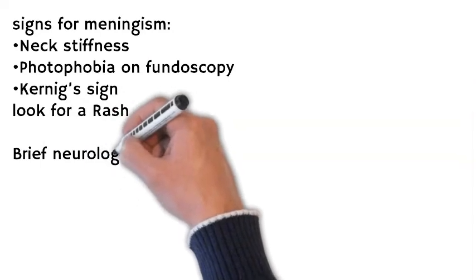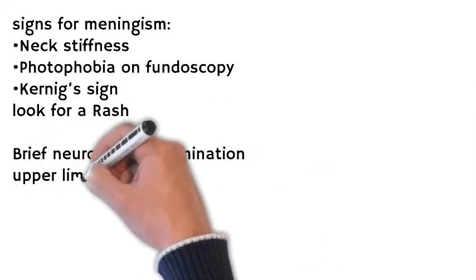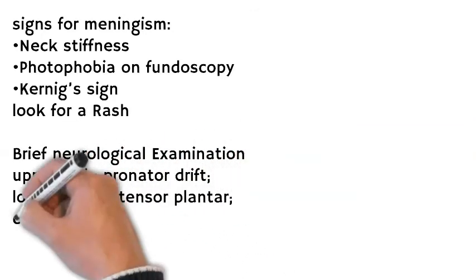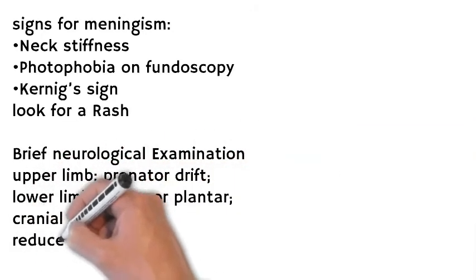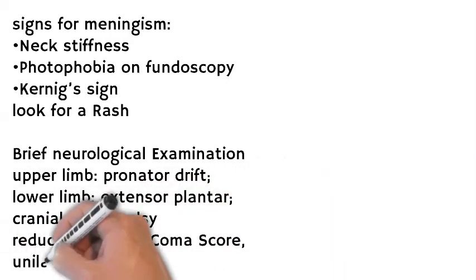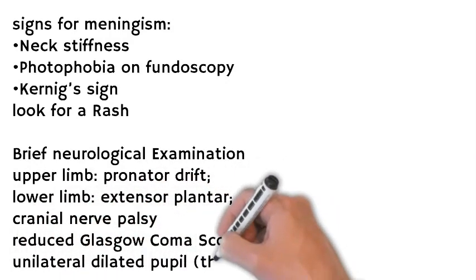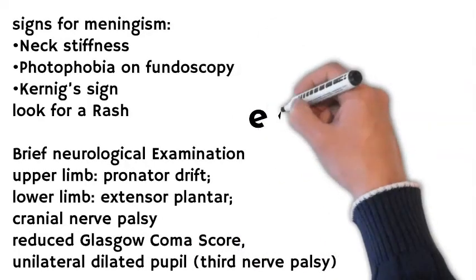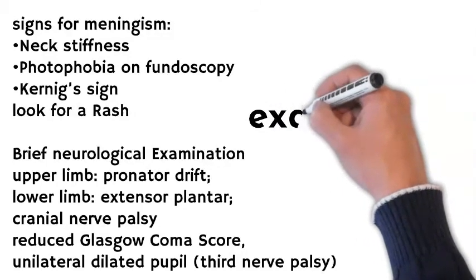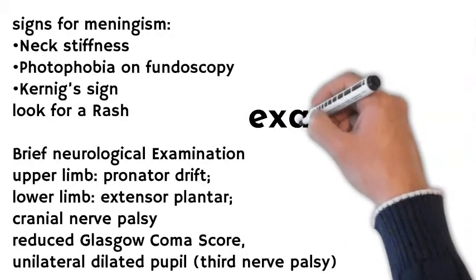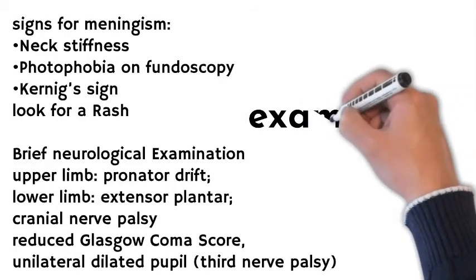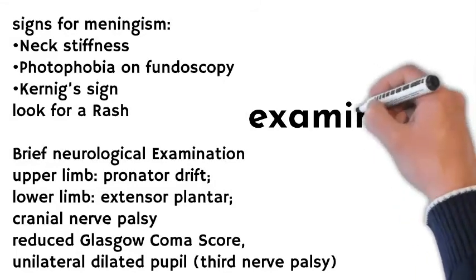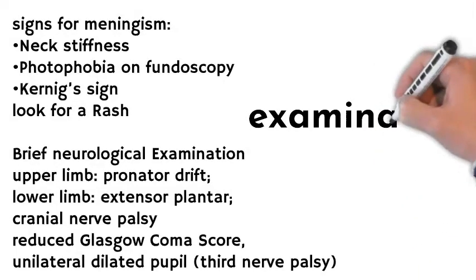a rash. In meningococcal meningitis, petechial or purpuric rash indicates associated septicemia. Do a brief neurological examination for cerebral abscess: localizing signs, upper limb pronator drift, lower limb extensor plantar, cranial nerve palsy. For cerebral edema or increasing intracranial pressure: reduced Glasgow coma score, unilateral dilated pupil, third nerve palsy, and papilledema. Check hemodynamic stability for septic shock: pulse and BP.